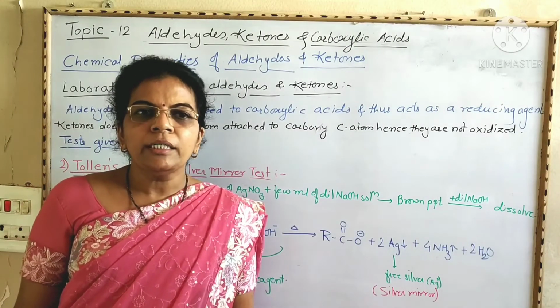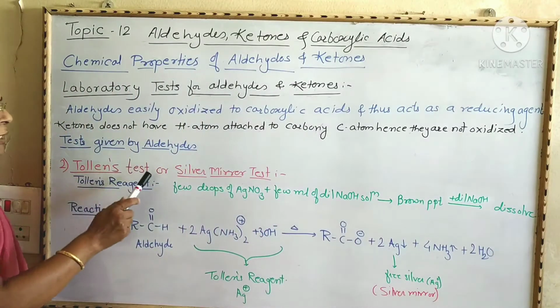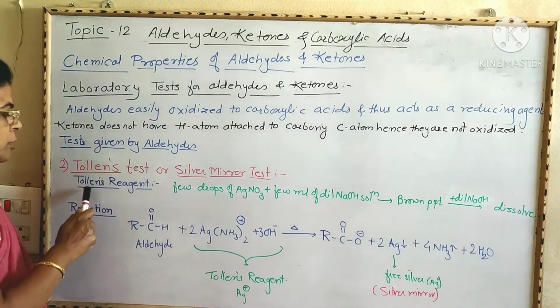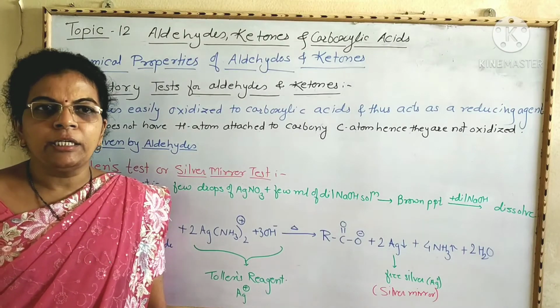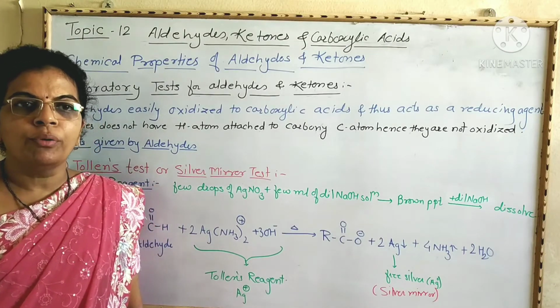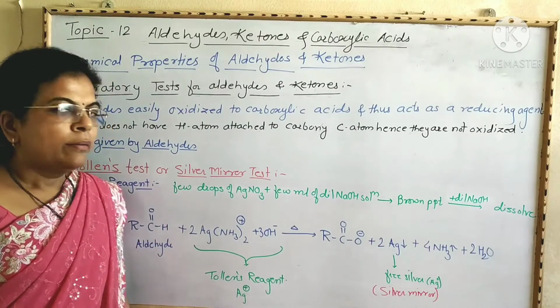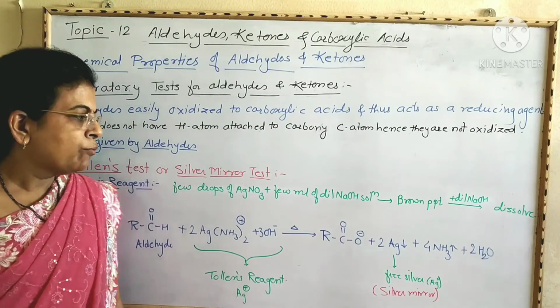The second laboratory test for aldehydes is the Tollens test, or silver mirror test. First we are going to see what is meant by Tollens reagent. Tollens reagent is a mixture of silver nitrate and dilute NaOH.